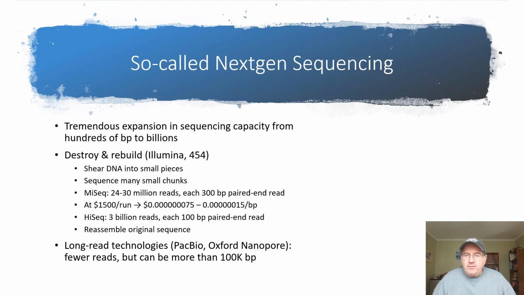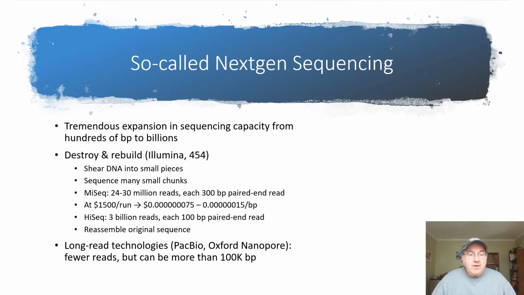And whether you want to do the 100 or the 300 base pair kind of depends on what you're doing with the sequencing. For us, we want to reconstruct whole genomes, and so there I like the longer reads so that I have more potential overlap between the pieces.